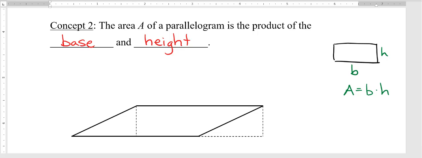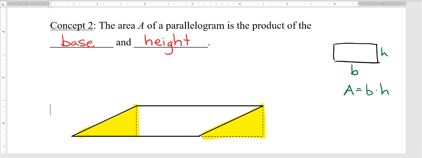Okay, I'm going to show you here with a parallelogram. So here's our parallelogram right here. How do we find the area of that thing? Okay, here, if I drop a line straight down, do you see this triangle? I'm going to pick that triangle up. I'm going to cut it where that dotted line is with my scissors, and I'm going to put it right here.